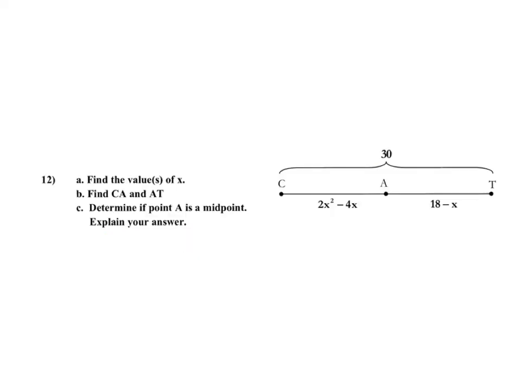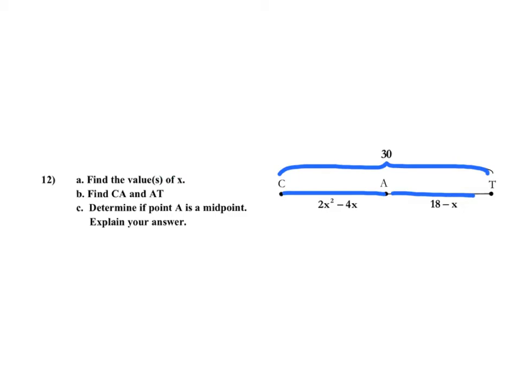All right, this is a factoring problem. So much fun. With this one, it's going back to the basics, you guys. I don't know anything is a midpoint for sure. All I know is that if I add CA and AT, it's going to equal the whole thing, which is 30.